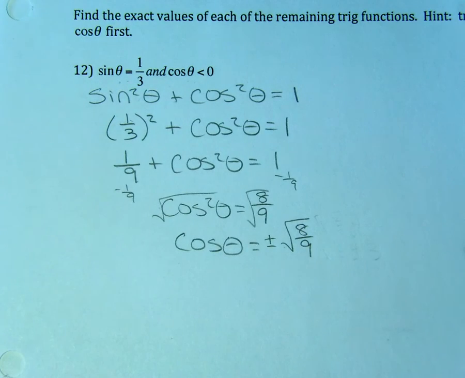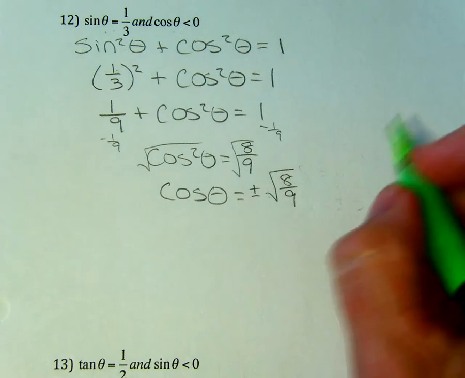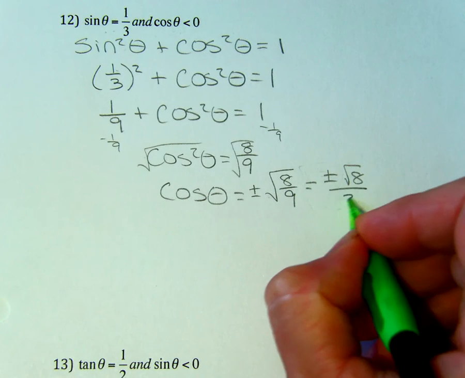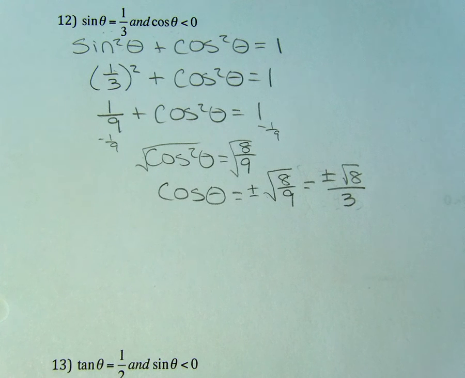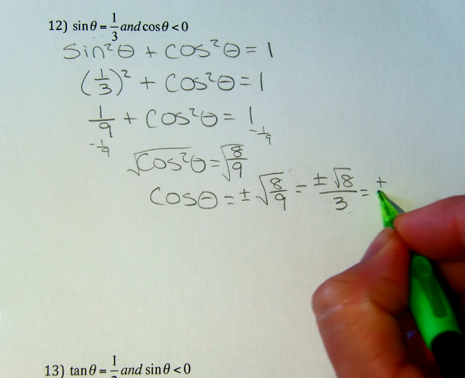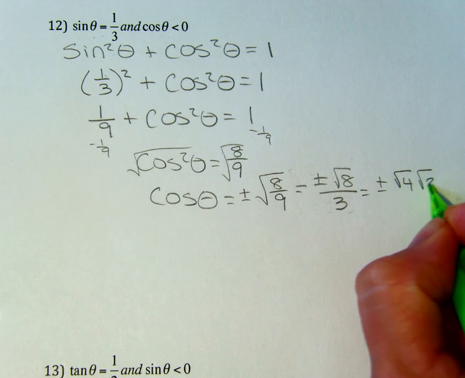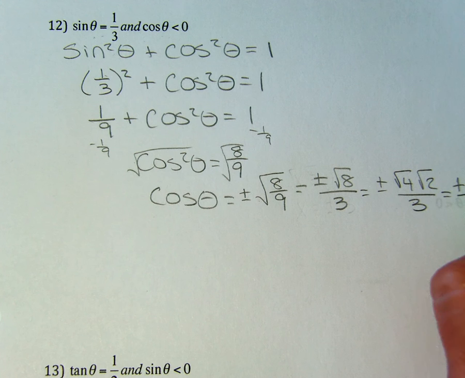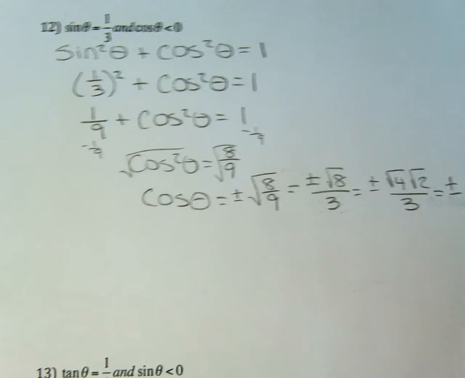Now I can tidy that up a little bit. So I'll do plus or minus the square root of 8 over 3, because the square root of 9 is 3. That part's easy, so I don't have to rationalize at least. But that square root of 8 does break out into a 4 and a 2. We always have to simplify. So we get plus or minus 2 square root of 2 over 3.